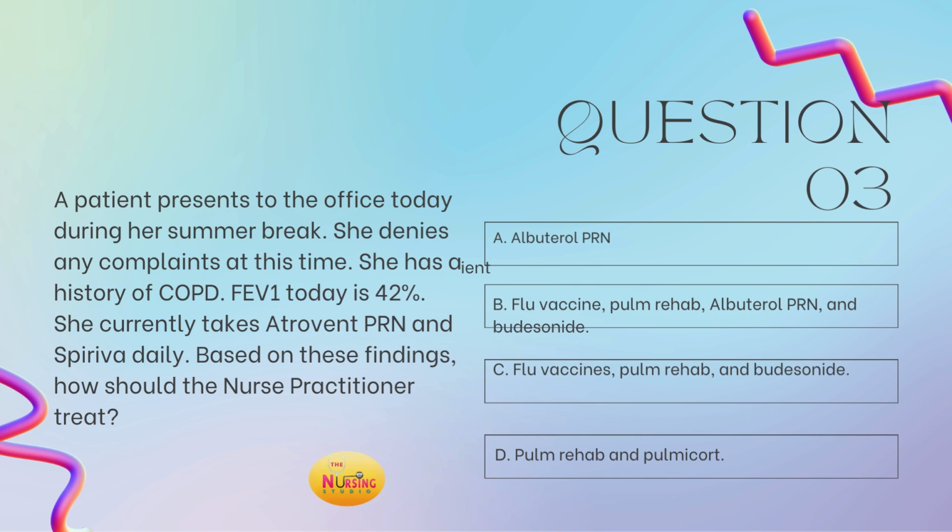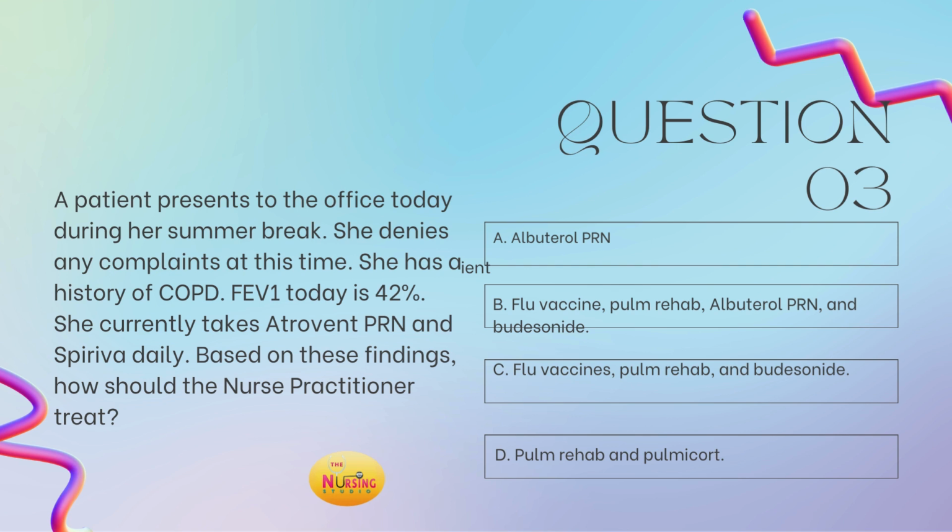Because if you go down the list in your mind, in stage 1, the mild stage, we have you on a SABA or SAMA PRN and the flu vaccine if it's flu season. All right. Stage 2, the moderate stage, we have you with your SABA or SAMA PRN. Throw in that LABA or LAMA. If it's flu season, give that flu vaccine and get them in pulmonary rehab.